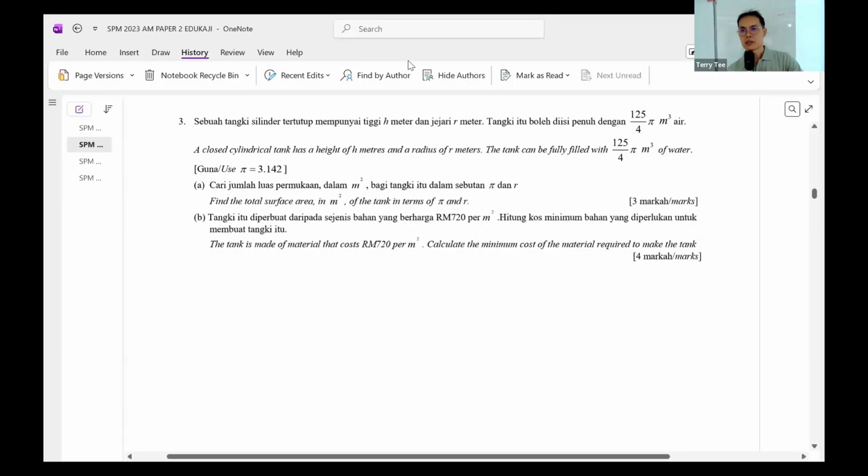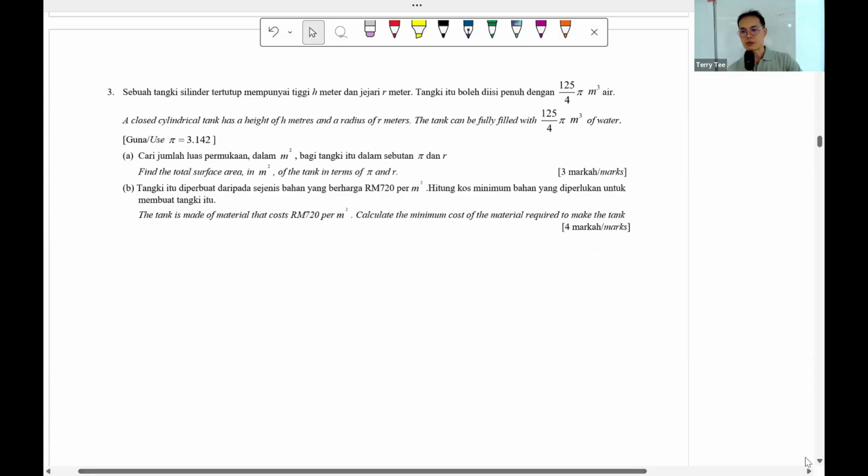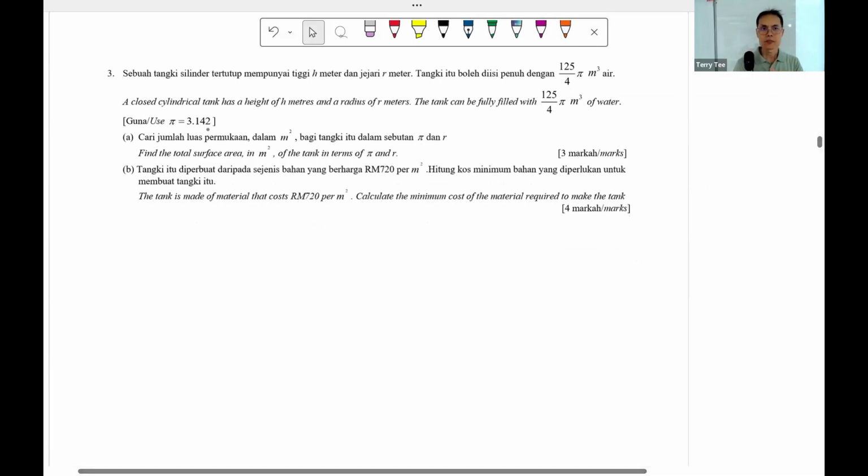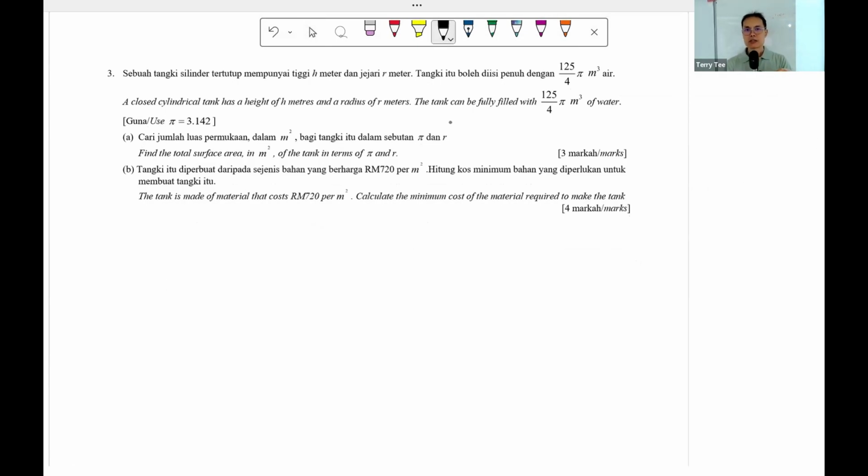Okay, guys, let's move on to question number 3. Question number 3 is from chapter 2, differentiation. All right, so here we have a water tank. A closed cylindrical tank has height h and radius r. The tank can be fully filled with 125 over 4 pi meter cube of water. So find the total surface area of the tank in terms of pi and r.